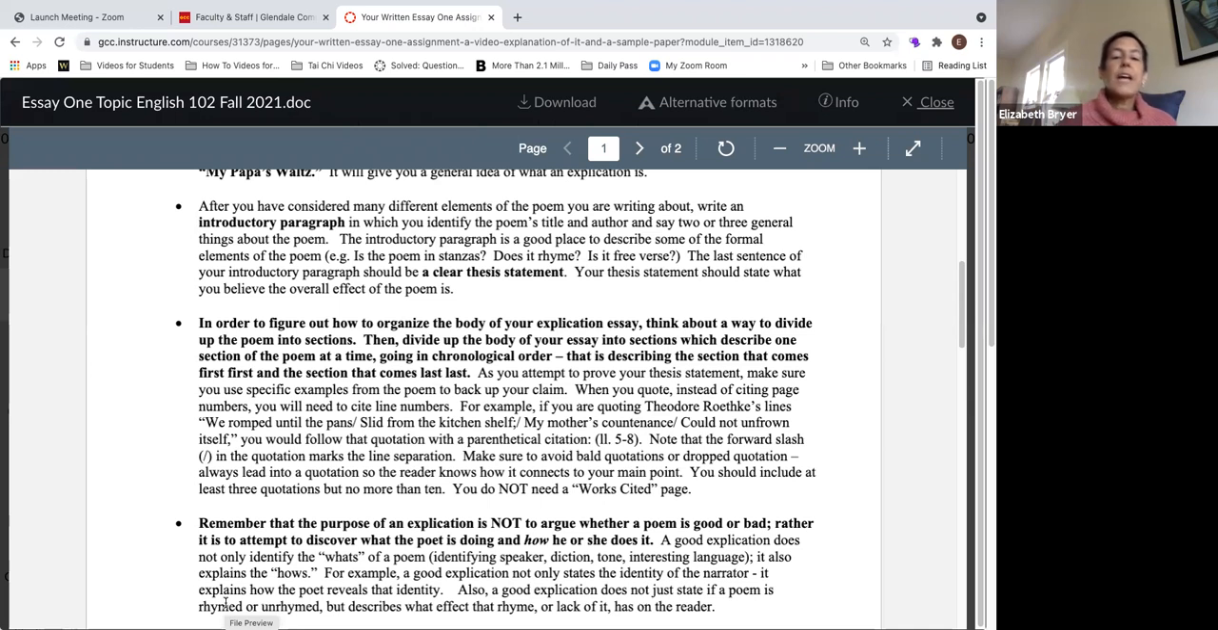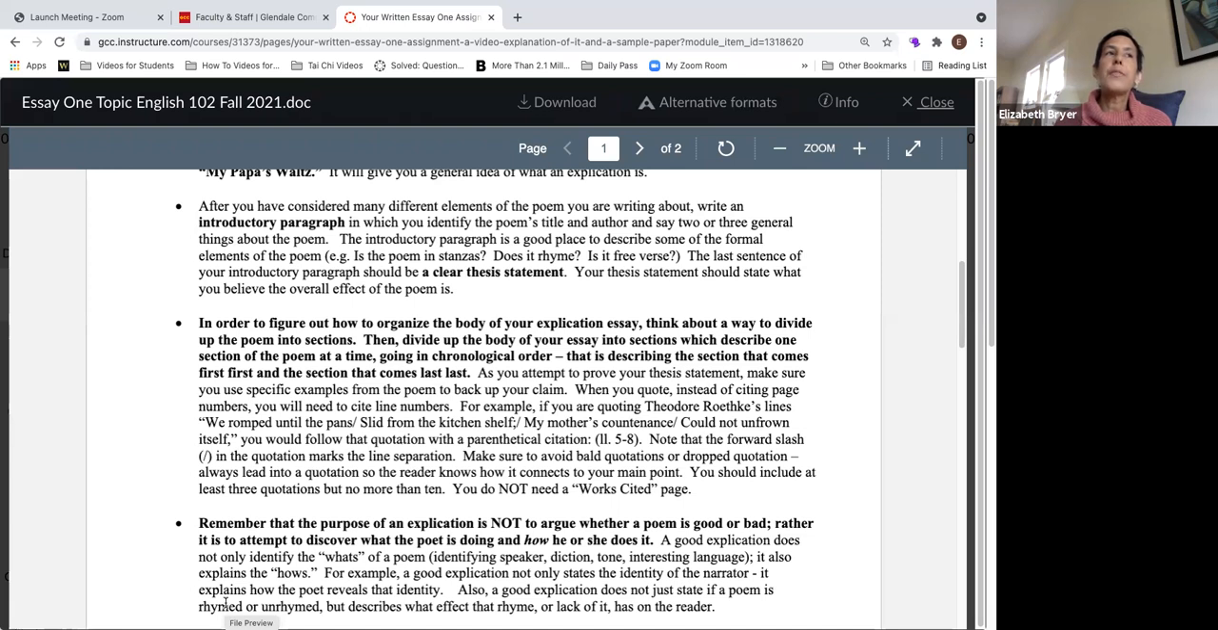In order to figure out how to organize the body of your explication essay, think about a way to divide up the poem into sections. Then divide up the body of your essay into sections which describe one section of the poem at a time, going in chronological order. That is, describing the section that comes first, and the section that comes last. As you attempt to prove your thesis statement, make sure you use specific examples from the poem to back up your claim. I want to back up just for a second.